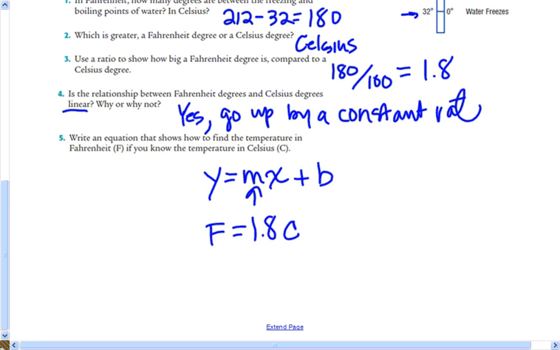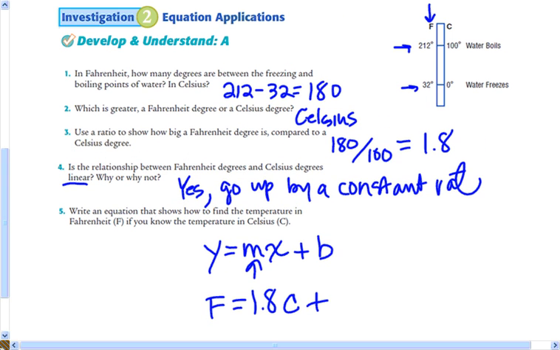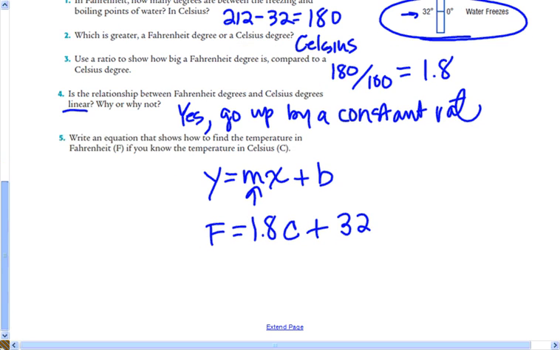And then I need to add b, which is our y-intercept, or our output when our input is 0. In other words, if we had 0 degrees Celsius, what would the degrees Fahrenheit be? That's the information right here, and that's 32 degrees. With Fahrenheit, we're starting at 32 degrees when it's freezing, and then we go up by 1.8 degrees for every degree Celsius. All right, so there's our equation. Fahrenheit equals 1.8 times C plus 32.